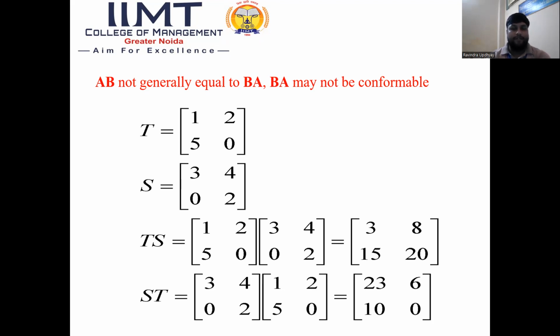To clarify this, we are taking an example. Suppose P equals the matrix 1, 2, 5, 0, and S equals the matrix 3, 4, 0, 2. We have multiplied P and S. That is, PS equals 3, 8, 15, 20. Now when we multiply SP, we get 23, 6, 10, and 0. We see that PS and SP are not equal. That means we can say that PS is not equal to SP.